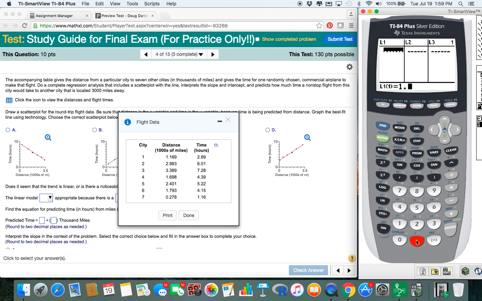So 1.169, this is going to take forever. 2.983, 3.389, 1.698, 2.401, 1.793, and 0.278. All right, these other numbers are going to be a little bit easier to enter.